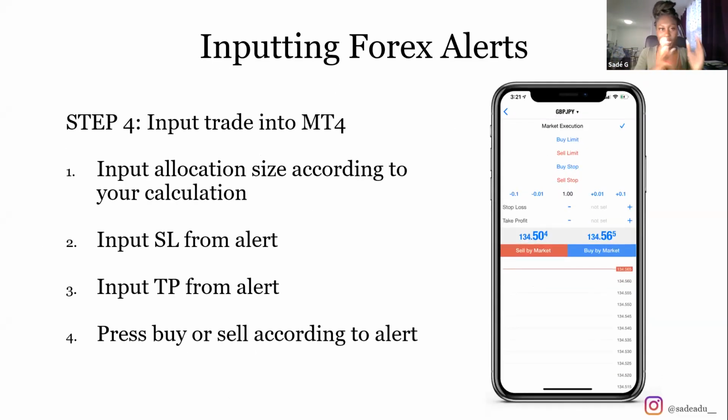Cool. So obviously the last step of the analysis is to input the trade. So you're inputting your allocation size according to your calculation. Input the stop loss from the alert, the TP if you're taking TP 1 or 2, and then you press buy or sell according to the alerts.